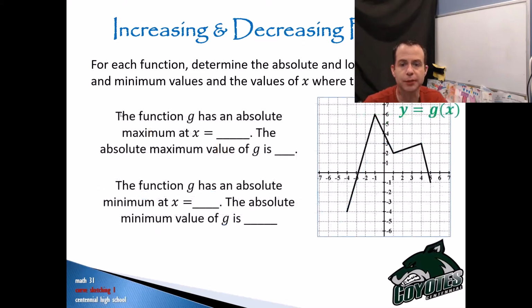Okay, let's just switch functions for a sec. We're going to go to g of x. The function g has an absolute maximum at, well, that would be right here. That graph is never going to go higher than that point, so that's at x equals -1, and the value would be 6. And then I have an absolute minimum. Well, remember, I don't need to change direction for an absolute. The absolute minimum is the lowest point. That would be this guy right here, so that would be at x equals -4. And then the value for that would be -4. It's actually at -4 on the y as well.